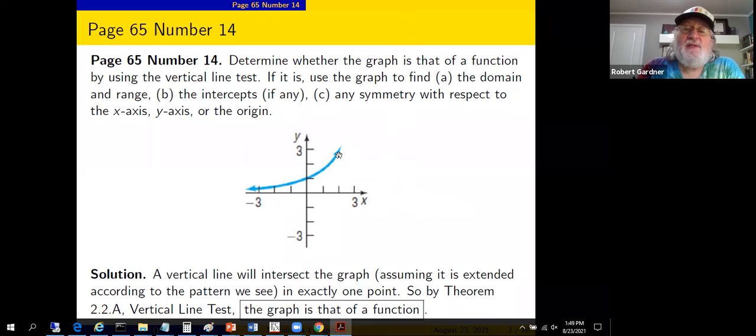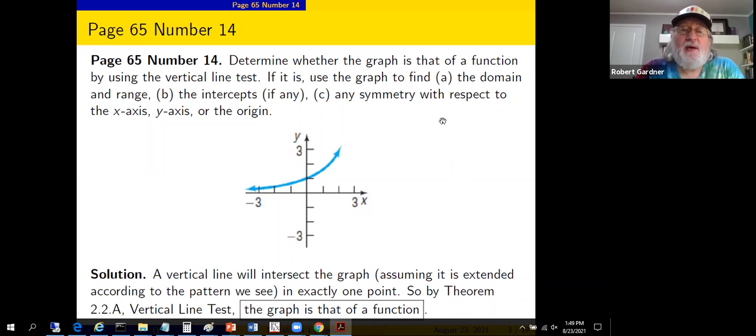But it doesn't double back or anything like that. We have to read that into this little bit of information here. With that understood, then yeah, a vertical line will only intersect the graph in at most one point. In fact, exactly one point, they imply from the picture. So it is a function by the vertical line test.